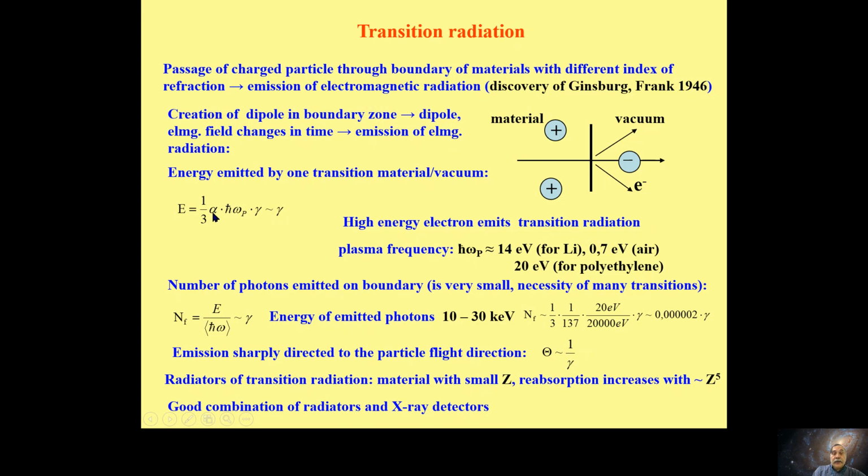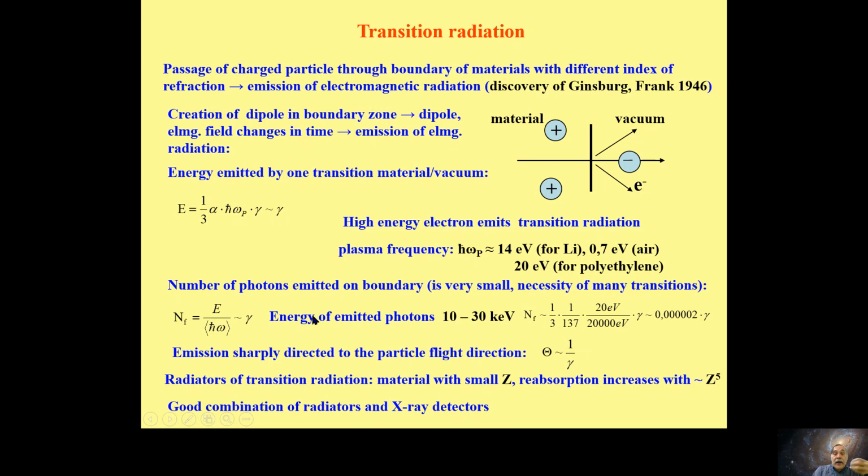This alpha is the constant of electromagnetic interaction, the fine structure constant, 1 divided by 137. And it is possible to see that here it is only 14 electron volts. Here is 1 divided by 137, and this is 1/3. It will be a very, very small number.